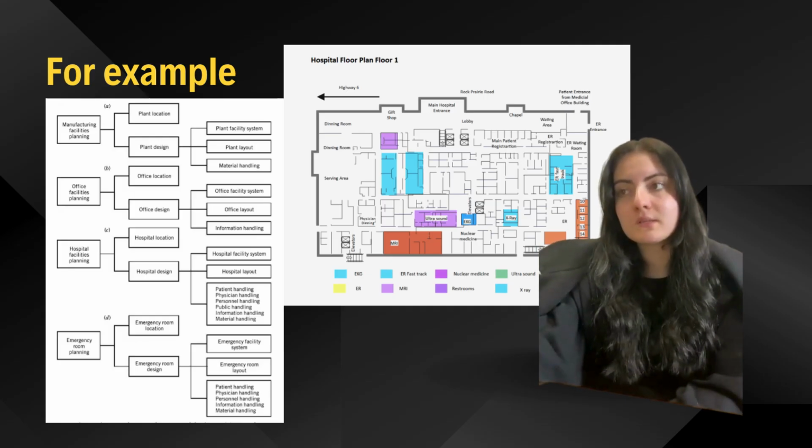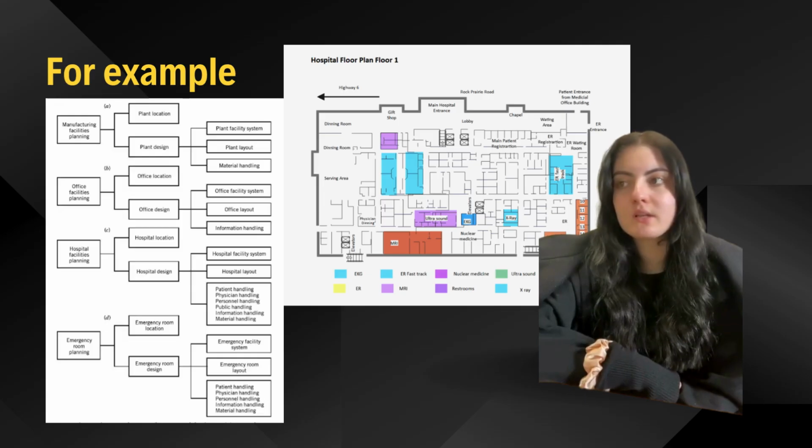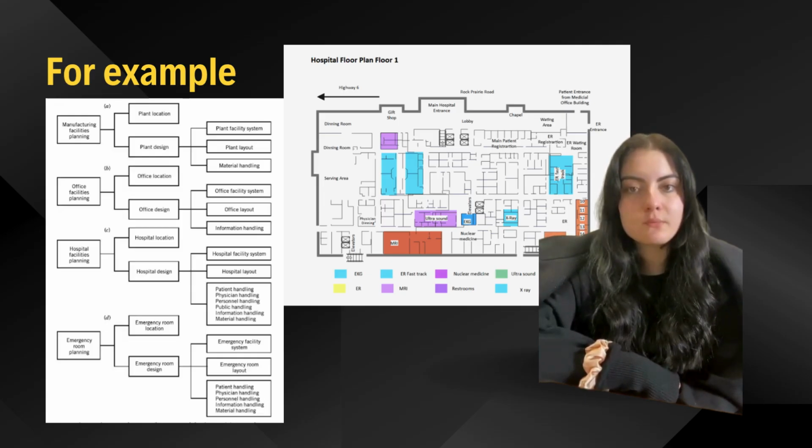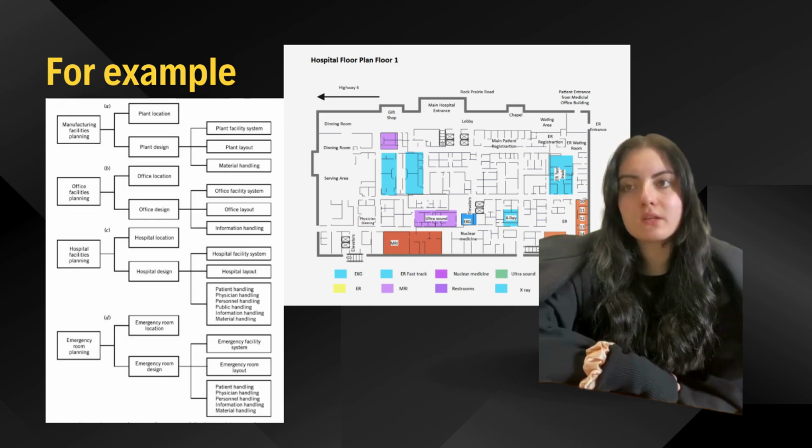This is a very realistic point. Different facilities are not planned in exactly the same way because their goals are different. For example, in a supermarket, customer circulation and product visibility are very important. In a hospital, patient safety and quick access to treatment areas are much more important. So the planning structure is similar, but the content changes according to the function of the facility.